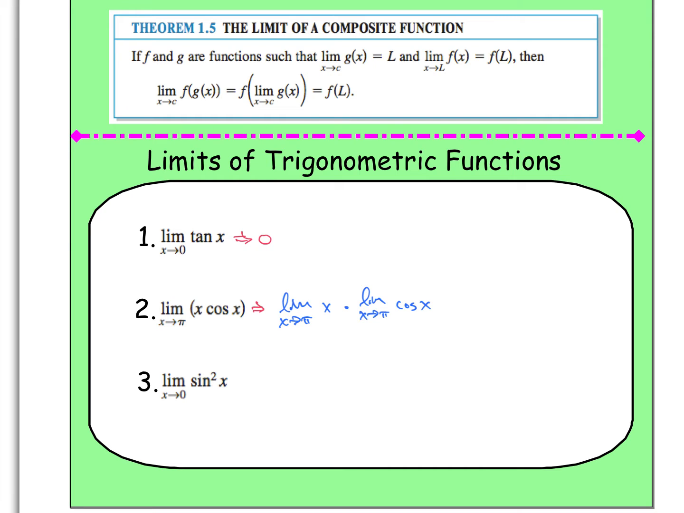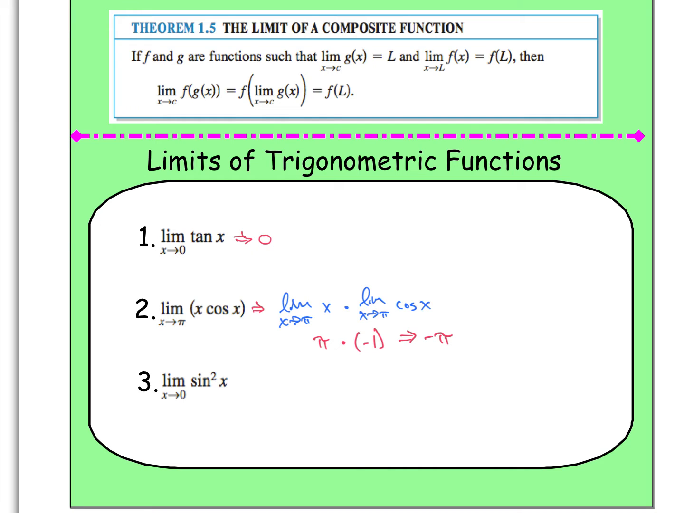I'm going to write this one out and split it apart a little bit. The limit as x approaches pi of x is just what? Pi. And then if I substitute in pi for cosine, what's that? Cosine of pi is negative 1. So this is the same thing as saying pi times negative 1, which we know is negative pi. I just wanted to split it up to show you that you can, because sometimes you'll need to.